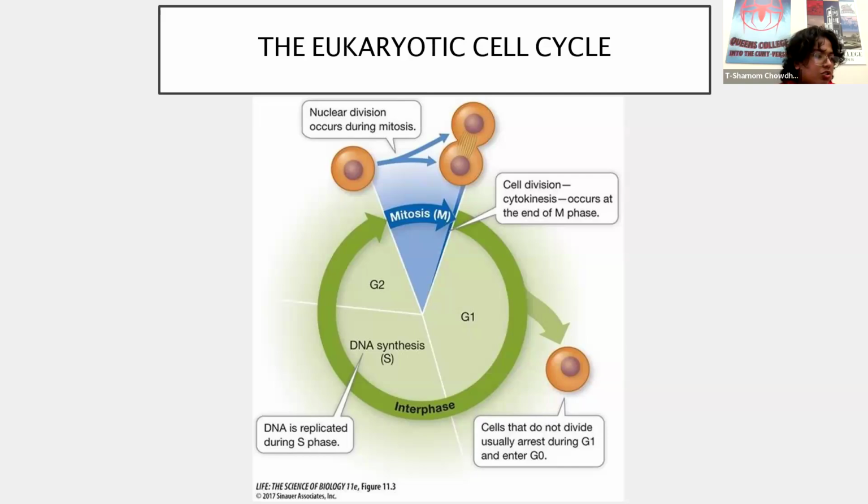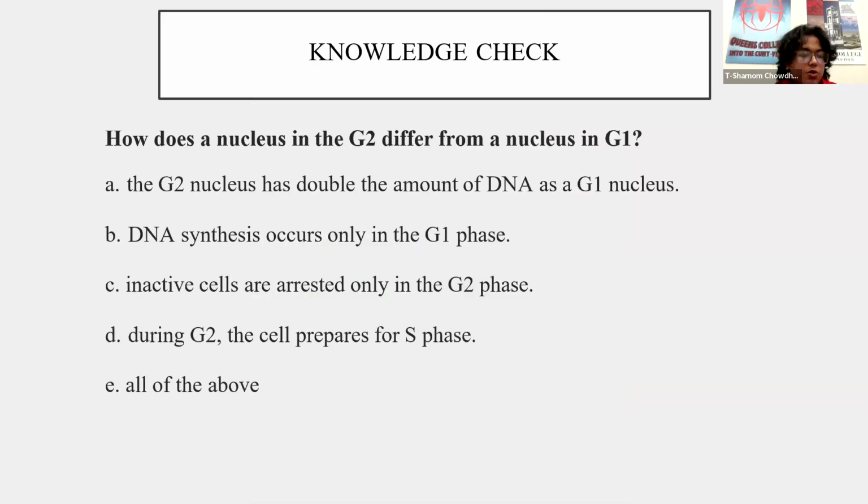Then the G1 phase is where chromosomes are single unreplicated structures. Then DNA synthesis happens where the DNA is replicated. Sister chromatids still remain together though during the S phase. Then the G2 phase is where the cell starts to prepare for mitosis. So it synthesizes structures in order to move the chromatids, such as the microtubules. And then eventually mitosis happens. So how does a nucleus in G2 differ from a nucleus in G1?